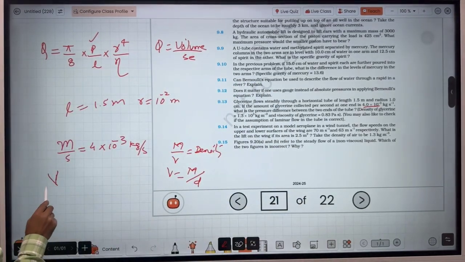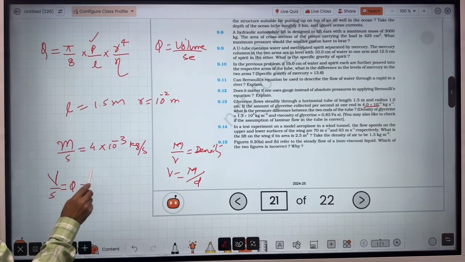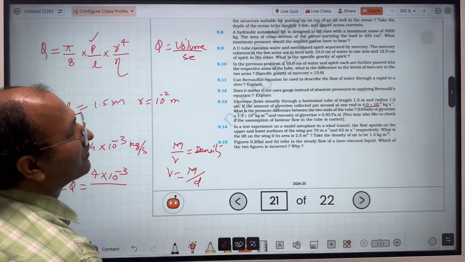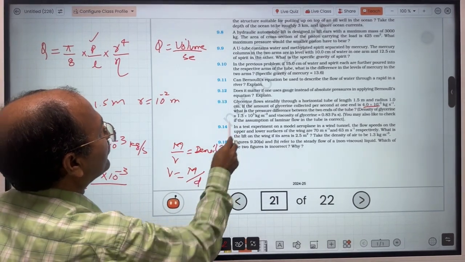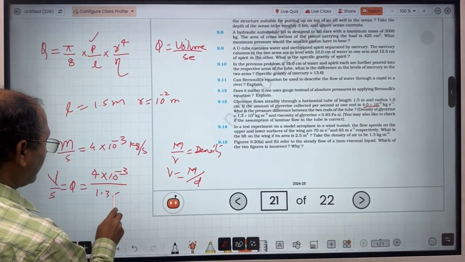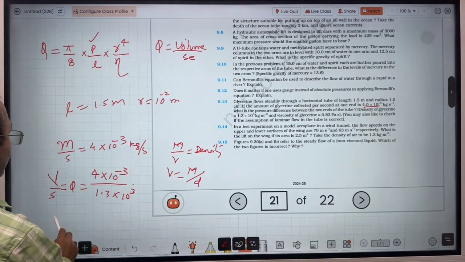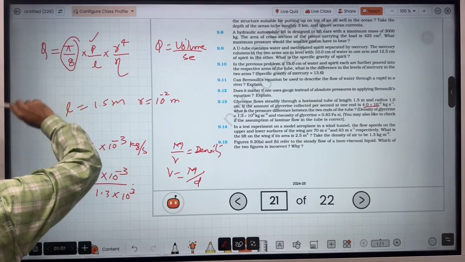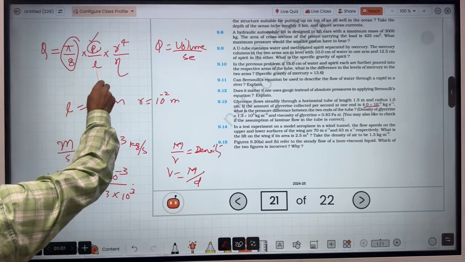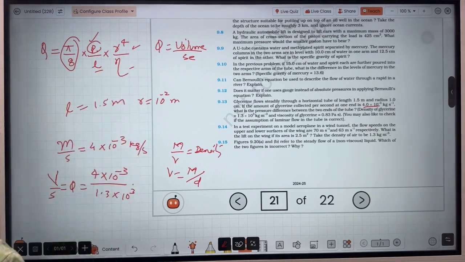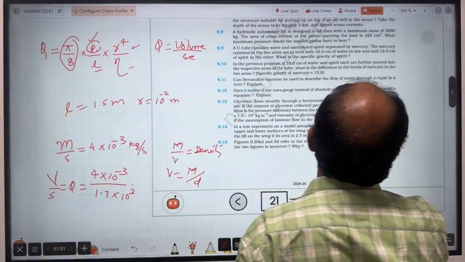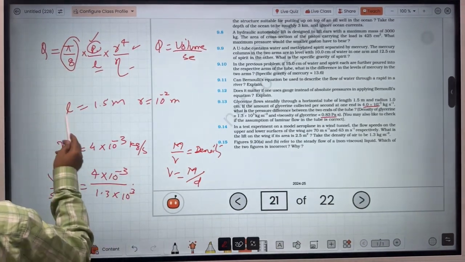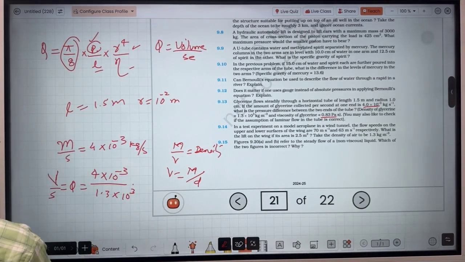So volume per second, that is Q, we will get by dividing 4 into 10 to the power minus 3 by the density, 1.3 into 10 to the power 3. So we have got this much Q. And now what more is needed? Pi by 8 you can easily write. Pressure is to be found. Length is given, radius is given, eta we need. Viscosity is given as 0.83 Pascal second. Now we put the values and I think you can easily do it.